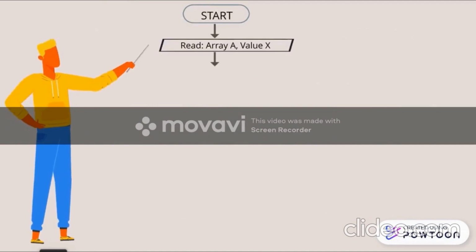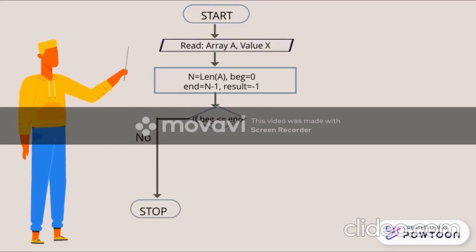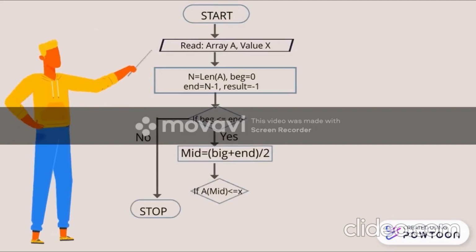Now let us see the flowchart for binary search. First, we start by reading the array A and the value, the desired element, as x. Then we set n to the length of A and we set the pointer variables beginning, beg, as 0, end as n minus 1, and the result, which contains the position of the desired element, as minus 1. And we see if beg is less than or equal to n. If it is not, then we stop, which means the array is empty.